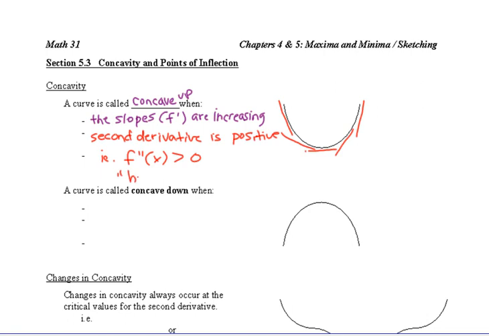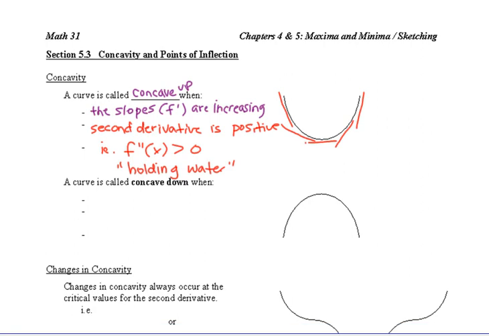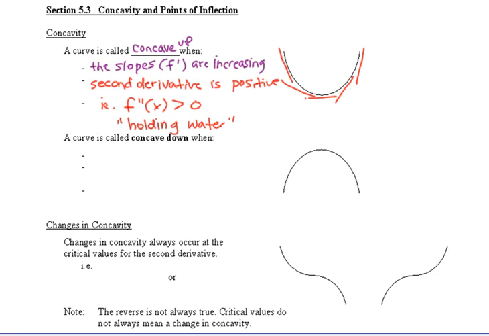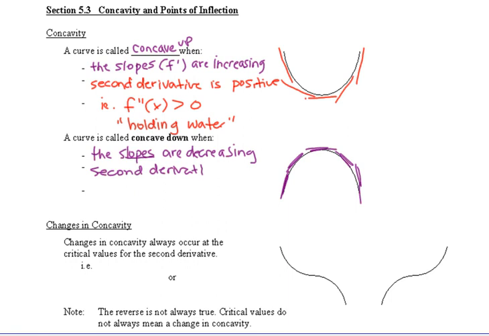We talk about it holding water versus shedding water, concave down. So here, this is a very positive tangent line, approaching 0, and then negative, and more negative. So here, the slopes are decreasing. That means the second derivative is negative, so our second derivative is less than 0. So it sheds water, or I like to think of it as happy face or sad face.